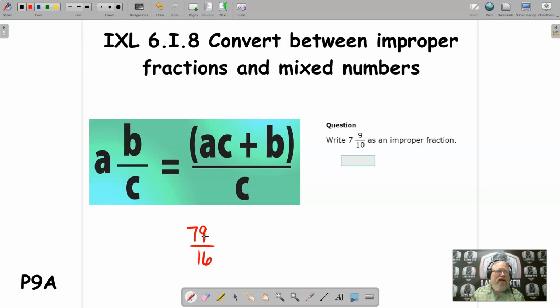A memory device that I've used for several years to remember what an improper fraction is: I ask the question, which is bigger, the horse or a man? Of course, unless you're talking about a very small Shetland pony, the correct answer is a horse. The horse is bigger than the man. So it would be proper for the man, who's smaller than the horse, to ride on the horse than it would be for the horse to ride on the man.